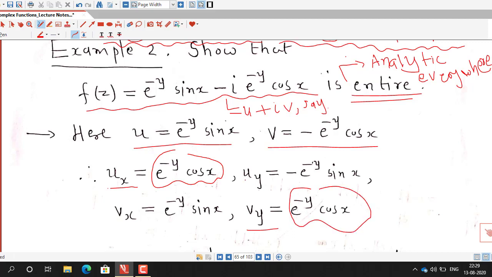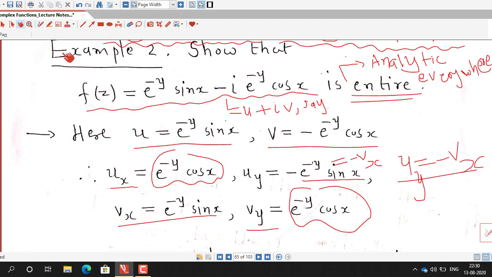Because right hand side is same at every point, we can say that ux equal to vy is satisfied at every point in the complex plane. Similarly, second equation is uy equal to minus vx. So we can see vx is e raised to minus y sin x. So if I put value of vx here, I will obtain uy equal to minus vx. So this equation is also satisfied at every point.